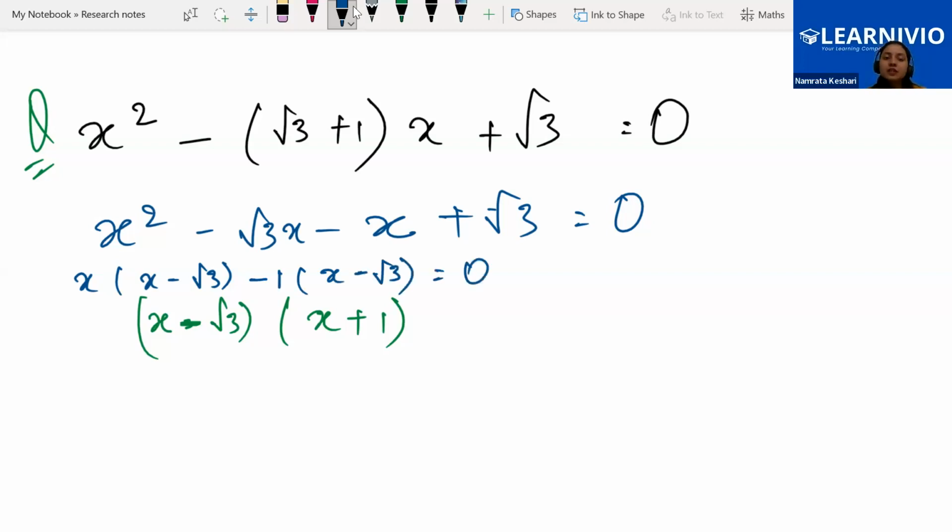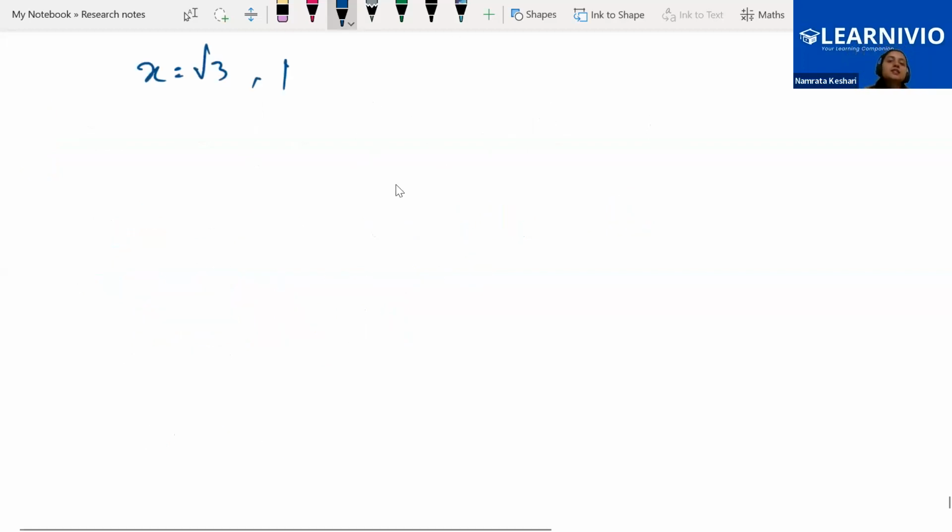So x minus root 3 in your answer is fine, but the other one will be x plus 1 or x minus 1. Please let me know. X minus 1, okay? Will be x minus 1 and the value of x will be root 3 and 1, okay? Let's continue. Now this one I can see is clear to you.